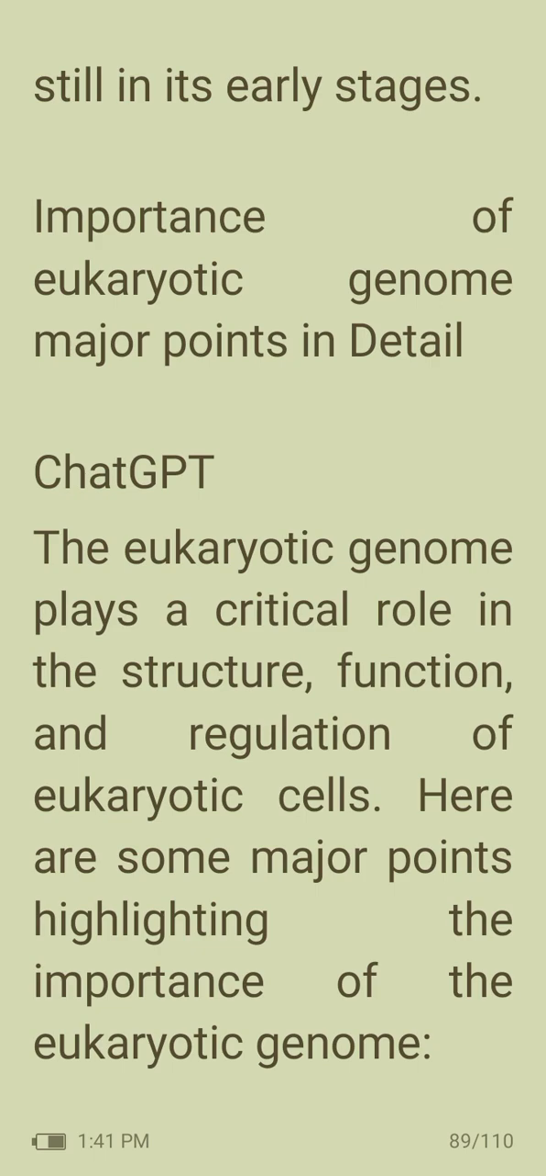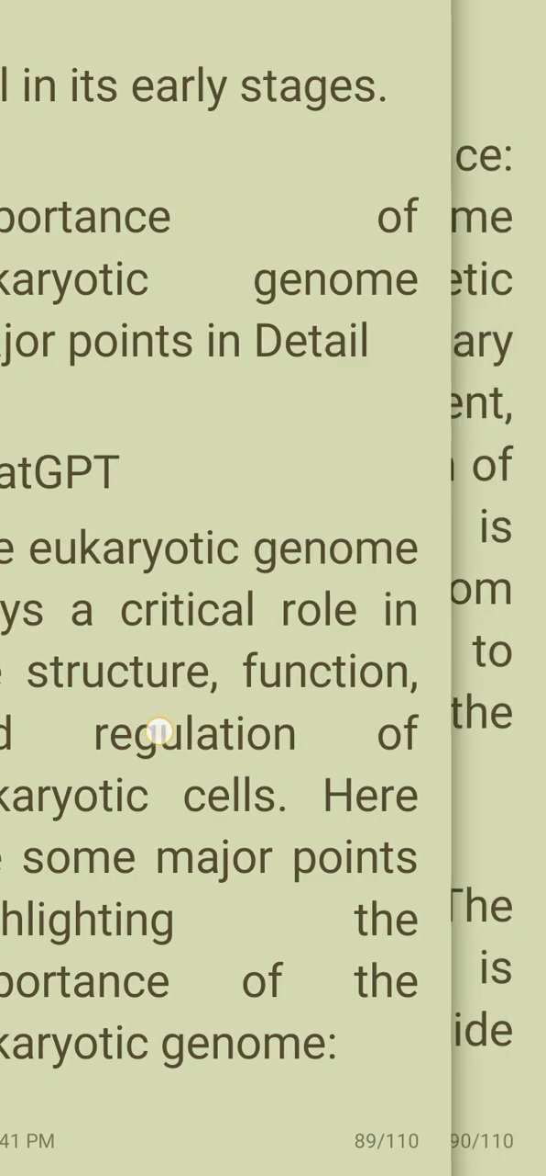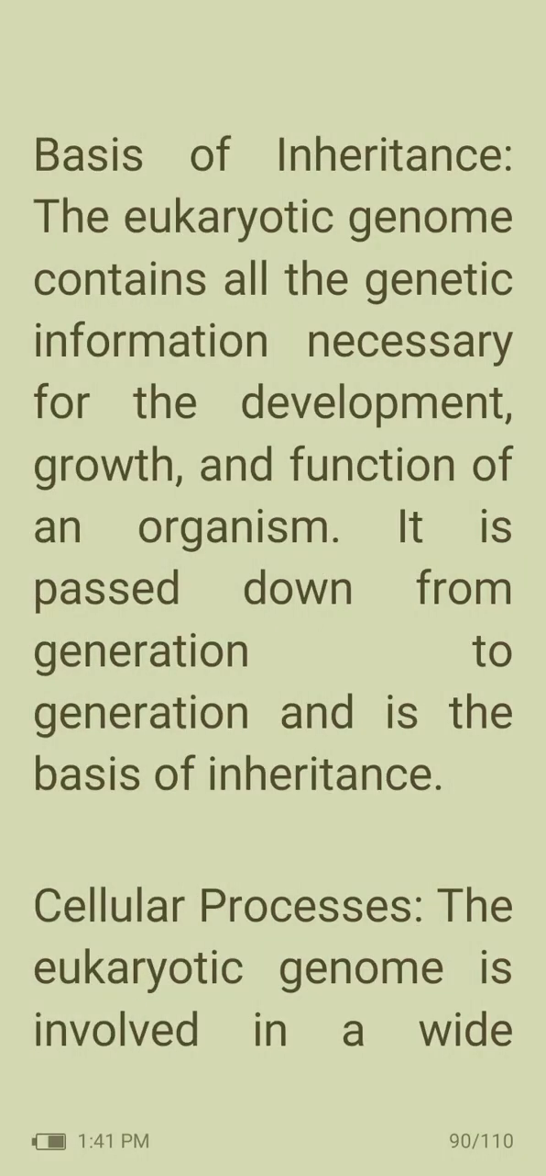The eukaryotic genome plays a critical role in the structure, function, and regulation of eukaryotic cells. Importance of the eukaryotic genome includes the basis of inheritance. The eukaryotic genome contains all the genetic information necessary for the development, growth, and function of an organism. It is passed down from generation to generation and is the basis of inheritance.